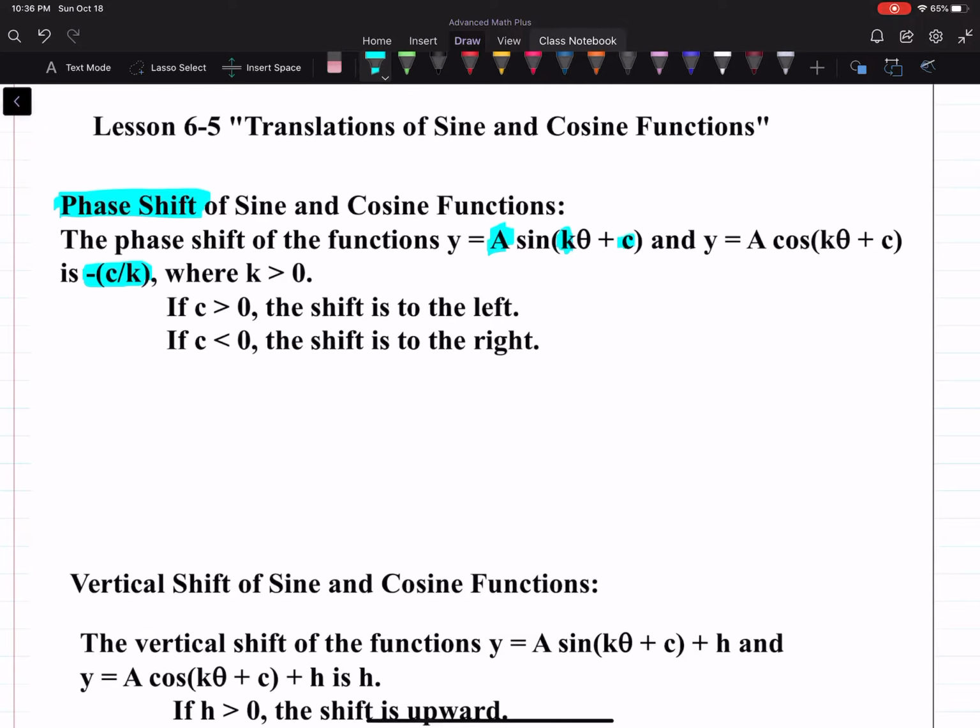C and k are what you use to figure out the phase shift. If c is greater than 0, the shift will be to the left. If c is less than 0, the shift will be to the right. So greater than 0 means c is positive, it's going to move left. If c is less than 0, it will move right.